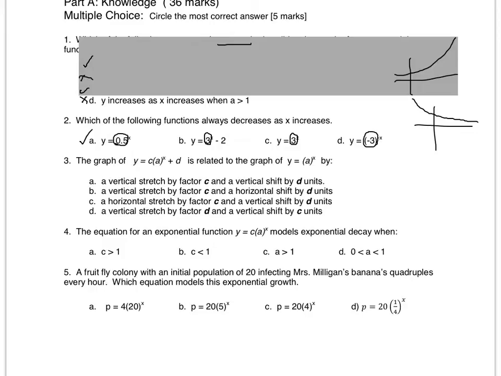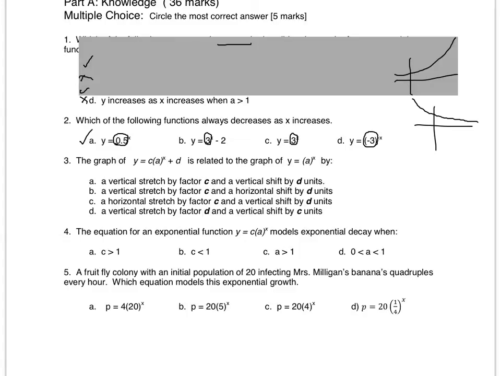This is not going to be an exponential decay. So as x increases, y is going to decrease. Remember that negative 3 is going to be just a reflection about the y-axis. That's all it does. So the answer to question 2 is A.